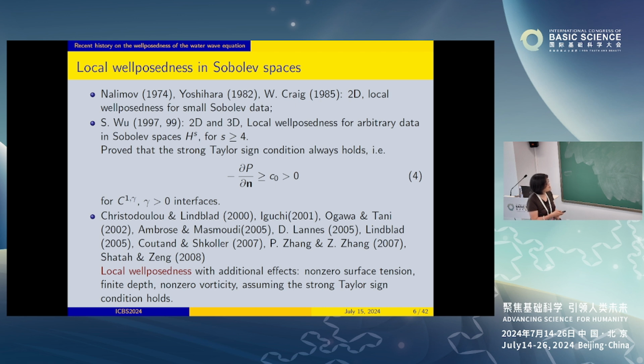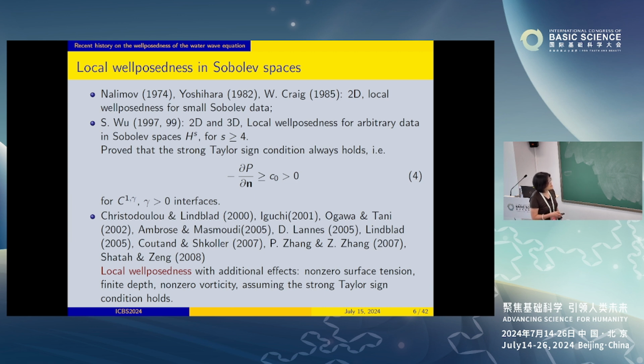So in this work, we showed actually the smallness can be completely removed. In other words, the interface can even overturn, okay? It doesn't really matter, just any Sobolev data, and you can solve for some finite time, okay? The crucial part of this result is the so-called Taylor sign condition. We were able to show that the strong Taylor sign condition always holds, okay? In other words, there's always a positive lower bound as long as the interface is smooth enough, like C^{1,gamma}, where gamma is any positive number.